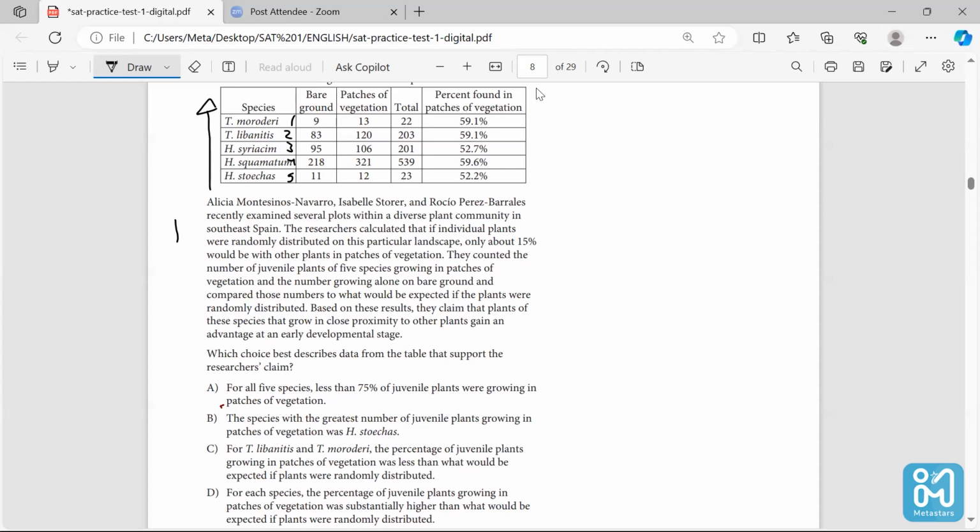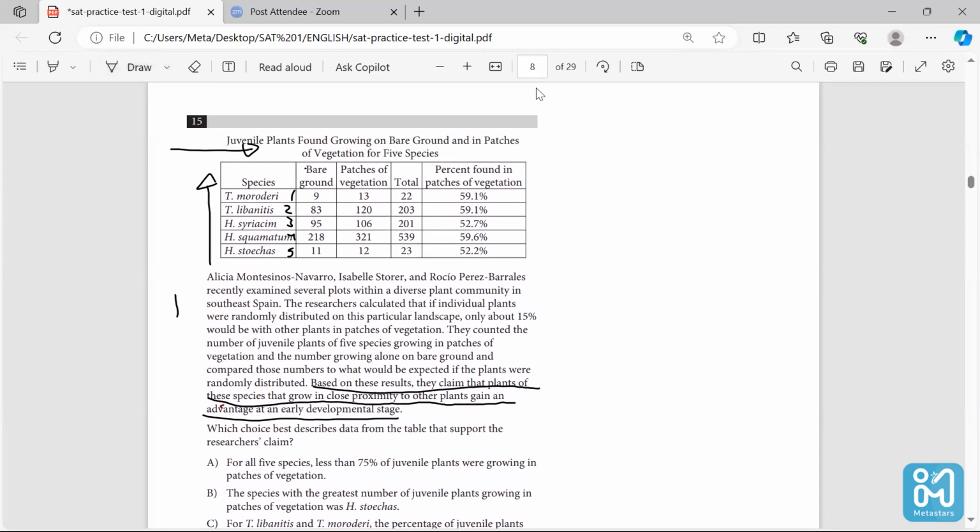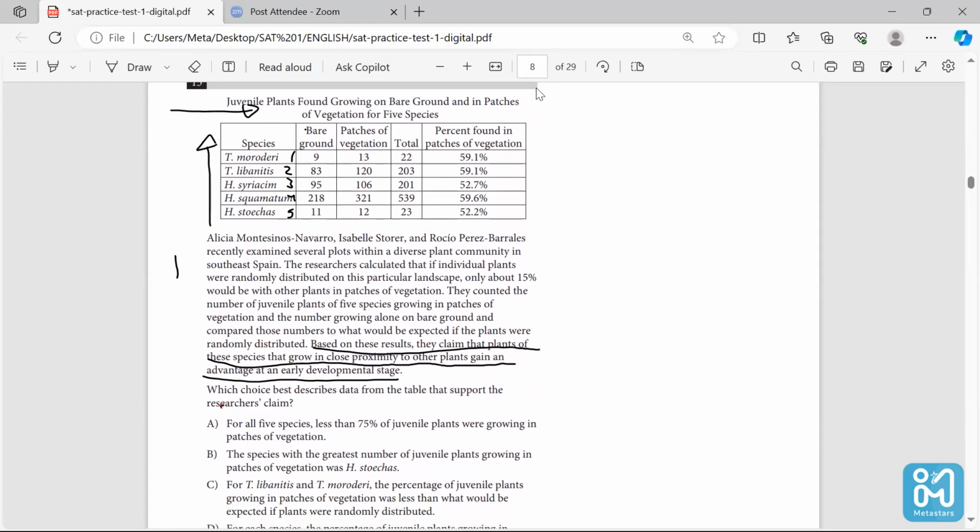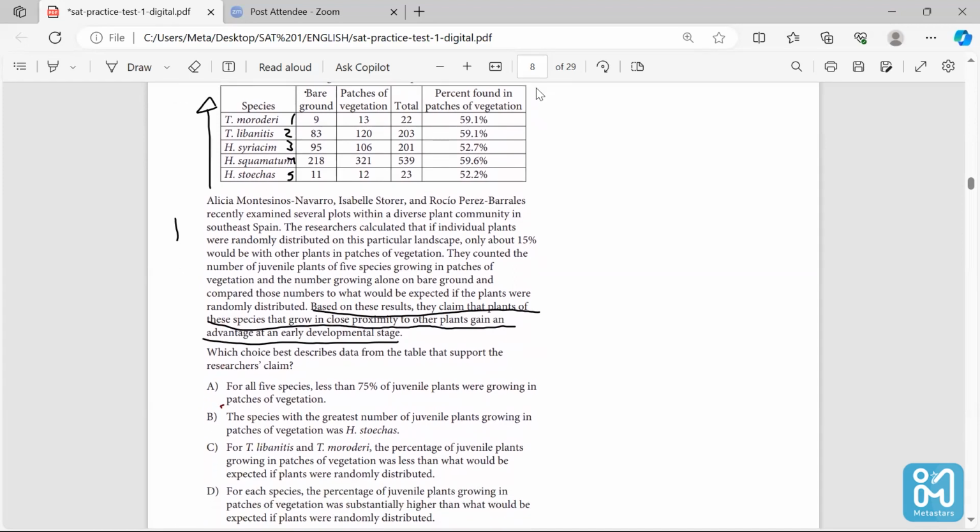Look at the last one. Based on these results, they claim that the plants of these species that grow in close proximity to other plants have advantages at an early development stage. They want you to compare between the juvenile plants in bare grounds and in patches of vegetation. So which one's the right one?